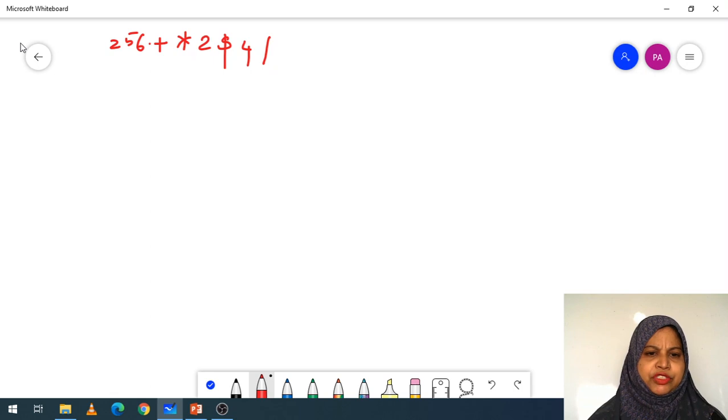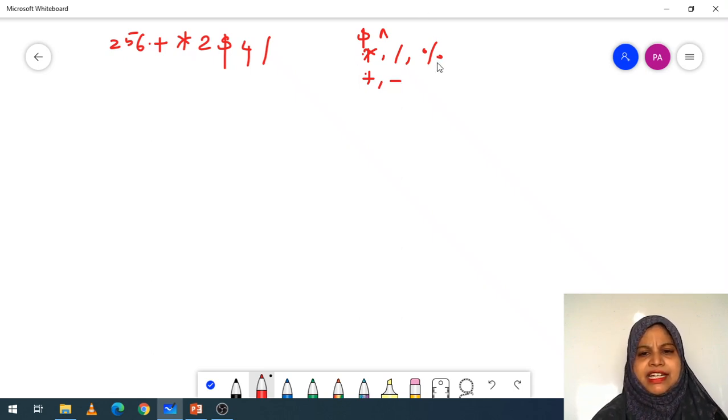Whenever we evaluate the postfix expression, we have to use the operator precedence rule. What is the operator precedence rule? We have to evaluate the highest operators first. The highest precedence operators are the dollar and cap symbols, both having equal priority. The next highest priority operators are star, divide, percentile. The next priority operators are plus and minus. Star, divide, percentile have equal priority, plus and minus have equal priority, and dollar and cap symbol have equal priority.